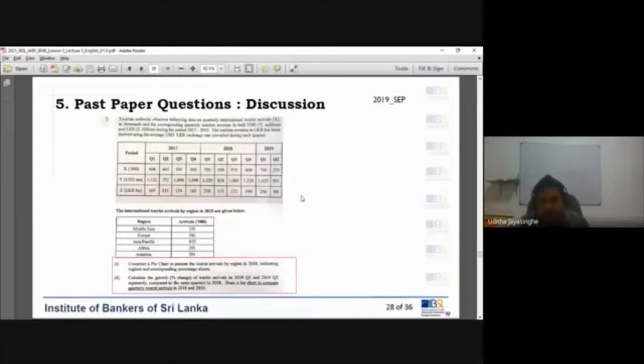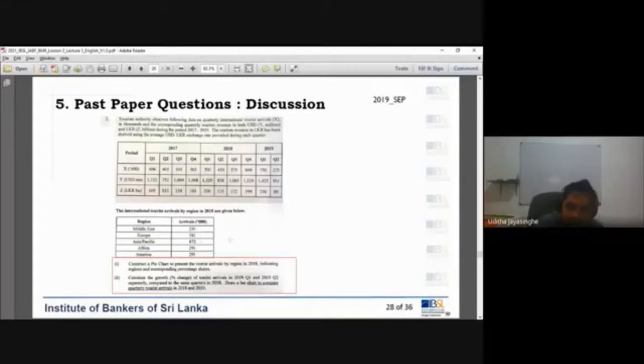Right. So construct a pie chart to present the tourist arrivals by region in 2018, indicating regions and corresponding percentage shares. So if you look at the very first part, allocating 5 marks in this 2019 paper, all you have to do is draw a small pie chart with the values that are shown in this table below.